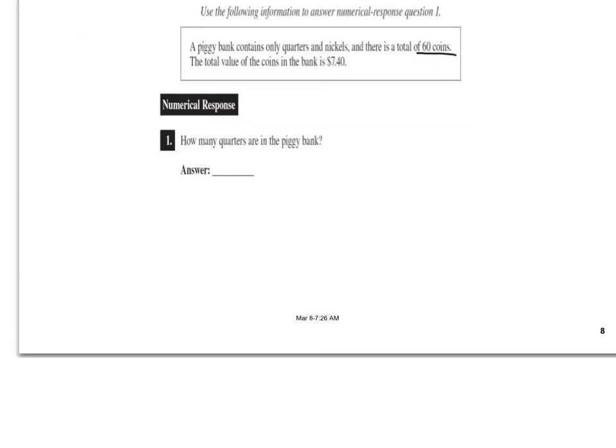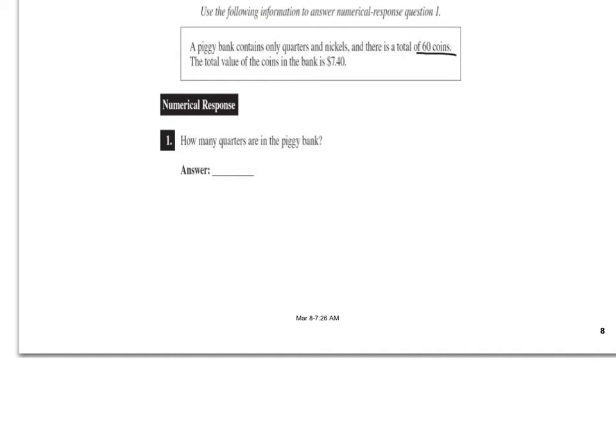So a piggy bank contains only quarters and nickels, and there's a total of 60 coins. The total value of coins in the bank is $7.40. The question wants to know how many quarters are in the piggy bank. To solve this, you're going to have 2 equations. The first one: you have a certain number of quarters plus a certain number of nickels to equal 60 coins in the piggy bank. It doesn't matter how much they are. All we know is there's quarters and nickels, and there's a total of 60.